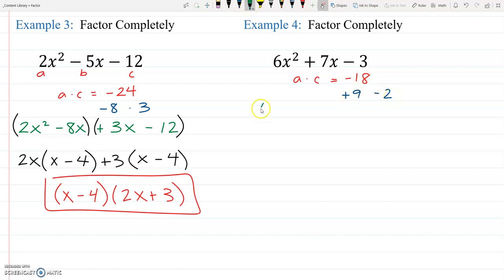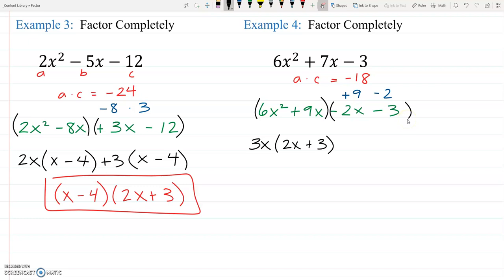I'm going to rewrite my problem. 6x squared plus 9x minus 2x minus 3. So 9x and negative 2x still makes my positive 7x, but now I have 4 terms. I'm going to group and factor out. If I take 3x out, I think I have 2x and 1 left here. Back here I took the x and I'm left with a 3. Back here, this one gets interesting. I got negative 2x and negative 3.